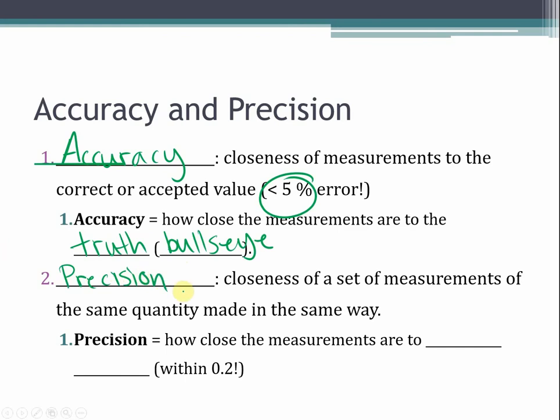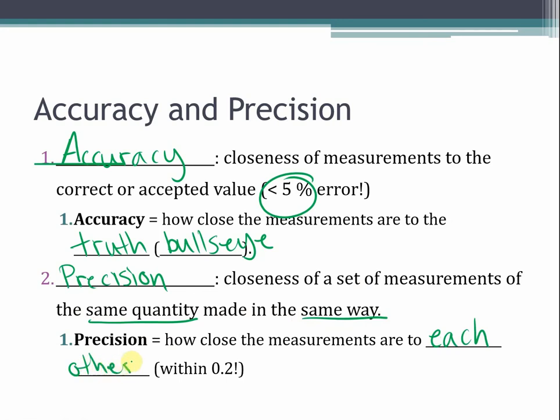This one you might be a little bit less familiar with, but precision is the closeness of a set of measurements of the same quantity made in the same way. We are doing the same thing over and over, taking the same measurement several times. How well did we do it? How close were our measurements to each other? Because precision is how close your measurements are to each other.